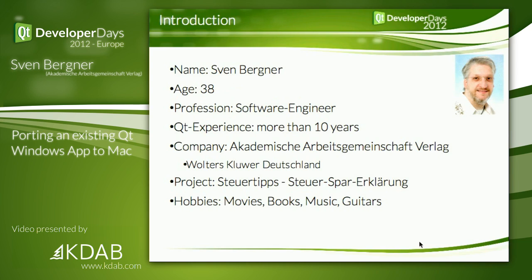So, some words about me. My name is Sven Bergner. I'm 38 years old and a full-time developer at Akademische Arbeitsgemeinschaft, which is a German company seated in Mannheim. That's between Frankfurt and Heidelberg. We are part of Wolters Kluwer Deutschland, which is a huge publishing house. We're doing things about money, taxes, and law, and one part of the products we do is this software. So we're more a publishing house than a software house.